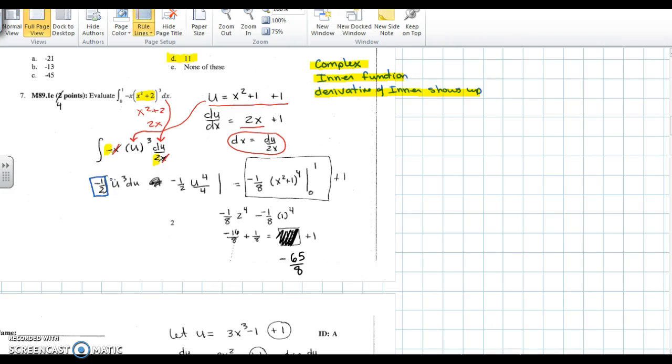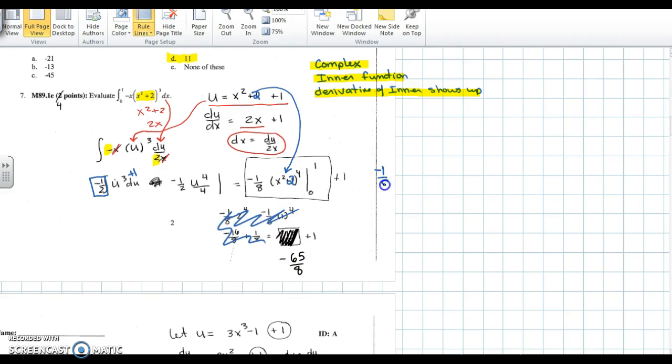negative 1/2 u cubed. Now I'll apply the power rule, add 1 to 3 to get 4 and divide by 4. And now I'm looking at negative 1/8 u to the 4th. At this point I'll plug u back in, which is x squared plus 2, not 1. So now I'll evaluate. There were some errors in the key.